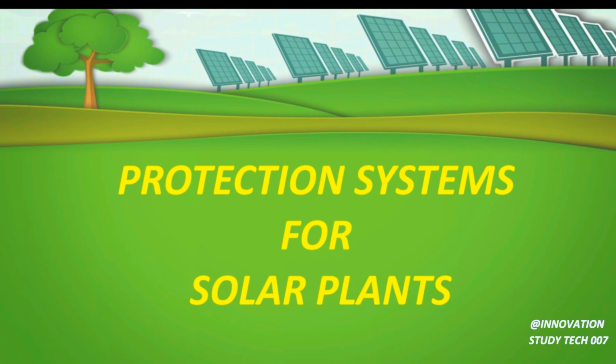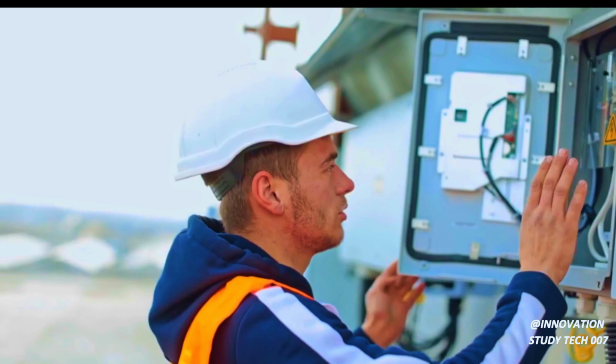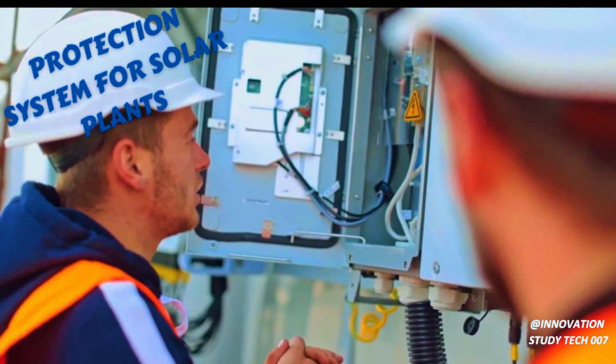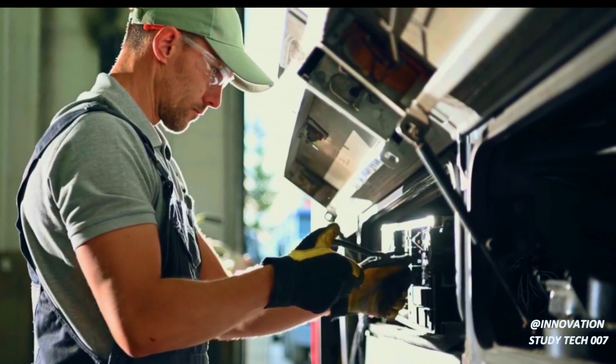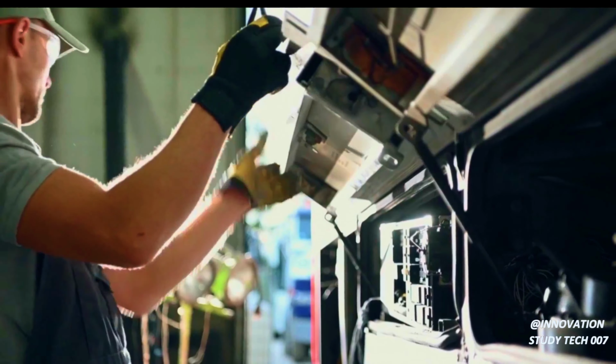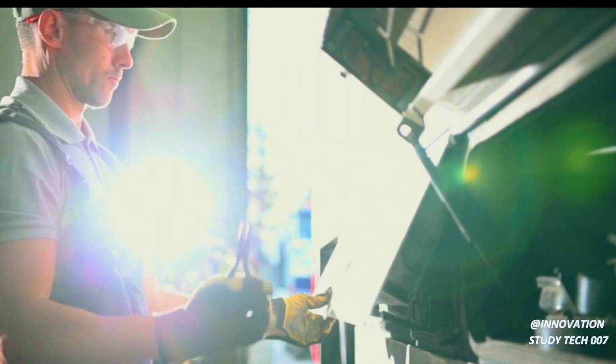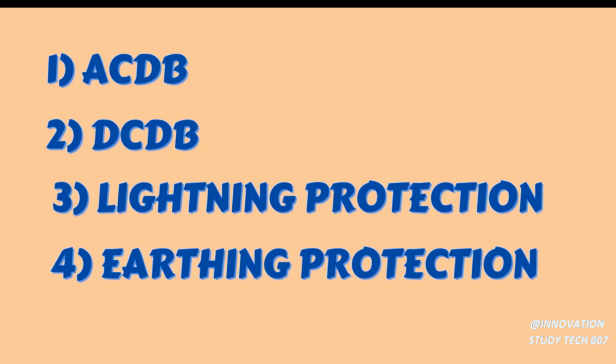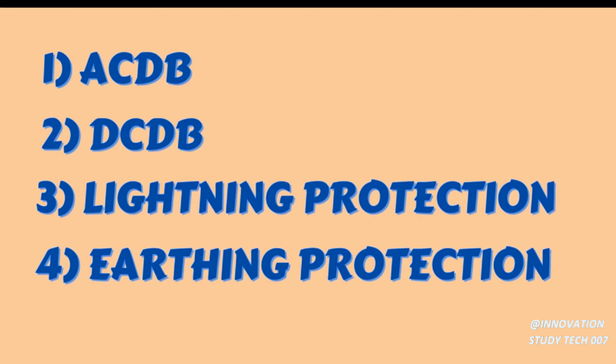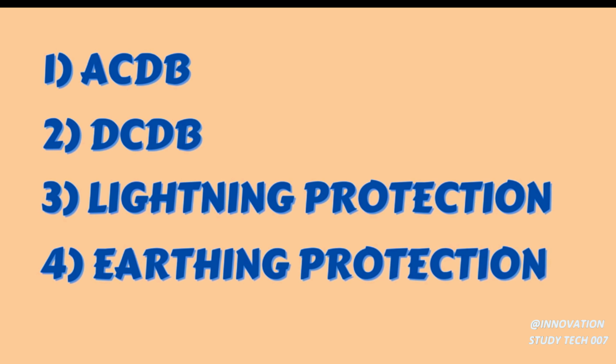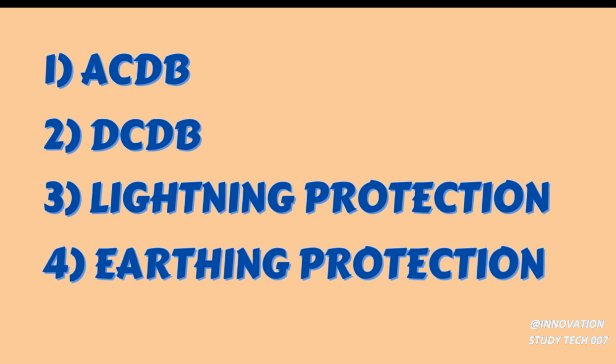Welcome back. After seeing the main and critical components like panels and inverters, in this particular segment we will see the protection systems for a solar plant. The protection system in a solar plant consists of four components. The first component is ACDB, AC distribution box. The second component is DCDB, DC distribution box. The third component is lightning protection system, and the fourth component is earthing protection system.